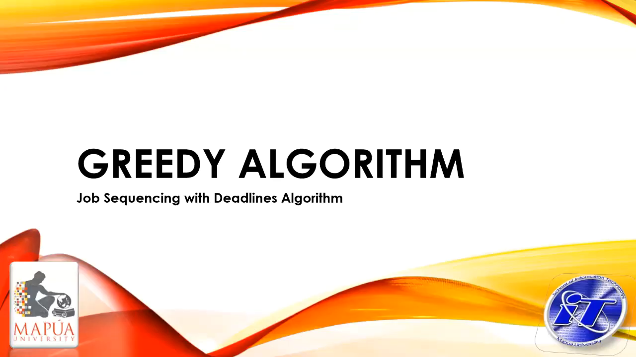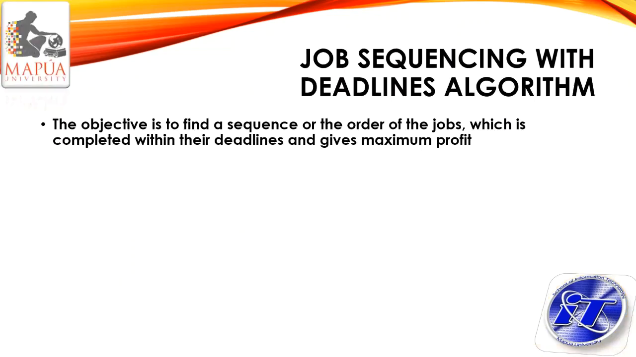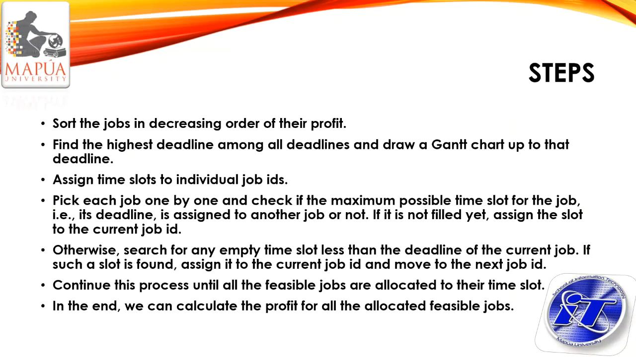Another example of a greedy algorithm is the job sequencing with deadlines algorithm. This is used to determine the sequence or the order of the jobs which are completed within their deadlines and give maximum profit. We have different steps in doing this algorithm. First, sort the jobs in decreasing order of their profit.